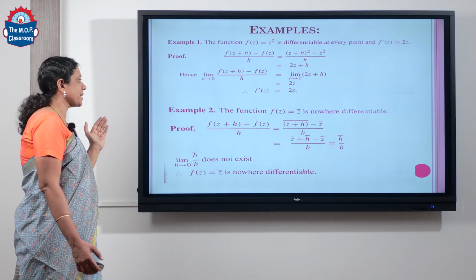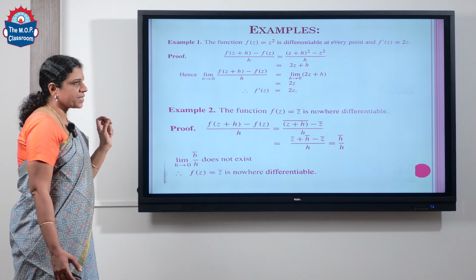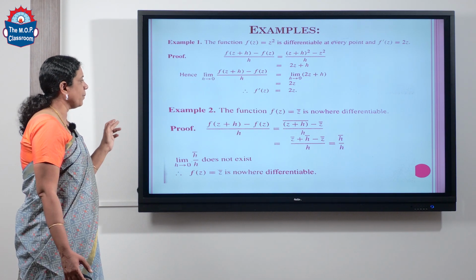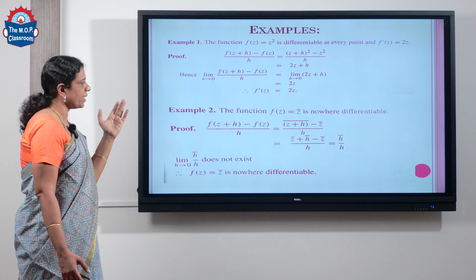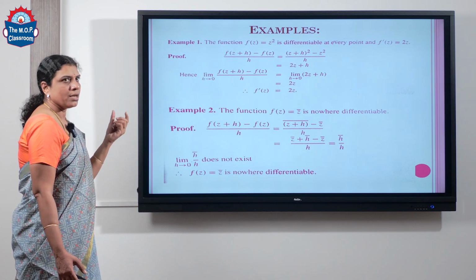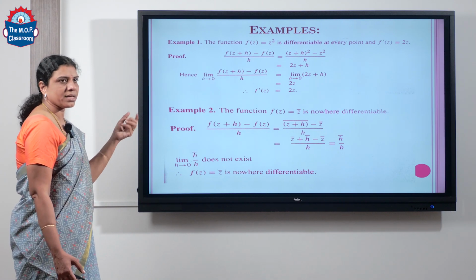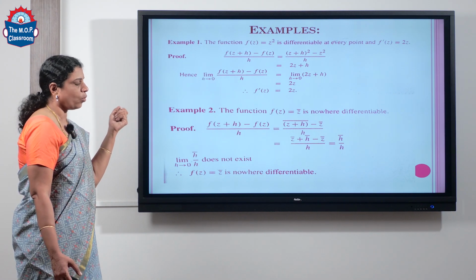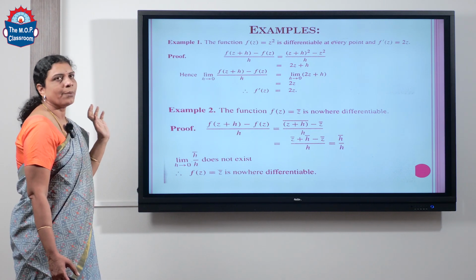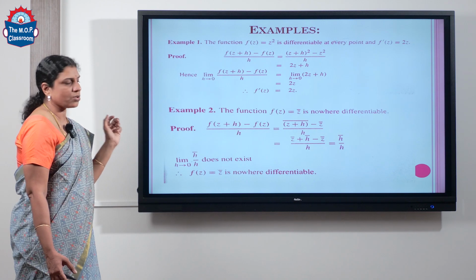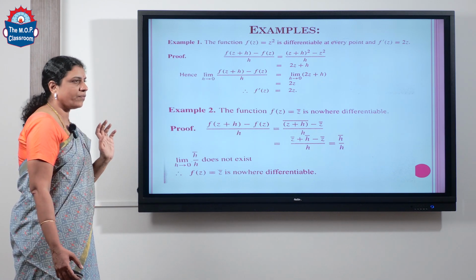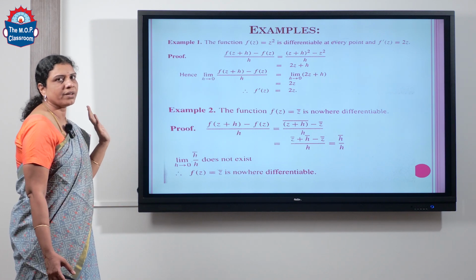Next is example 2. We have f(z) = z̄, which is nowhere differentiable. Similar to the previous example, it is the limit of (z+h)‾ − z̄. By the modulus property I can write (z+h)‾ as z̄ + h̄, and z̄ − z̄ gets cancelled, but h̄/h as h tends to 0 does not have a limit. It's not defined. If it is not defined, it's nowhere differentiable.